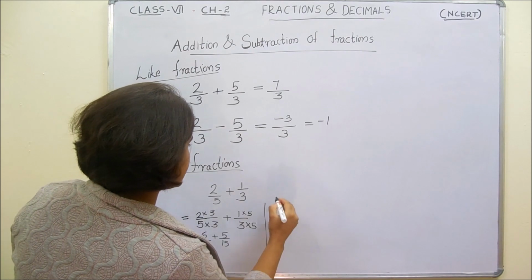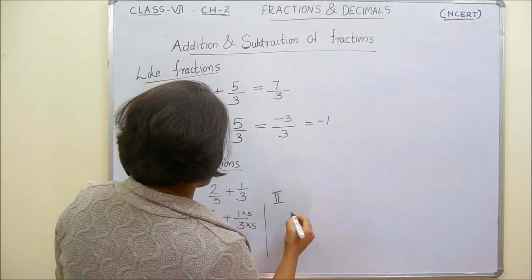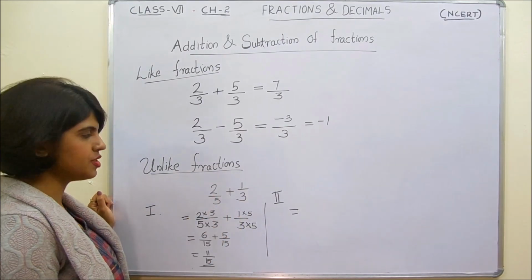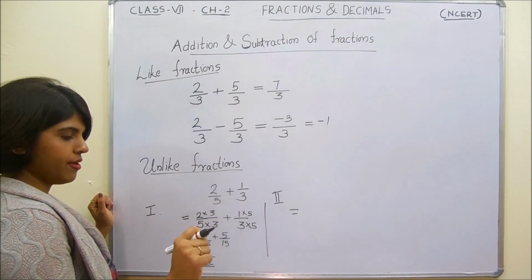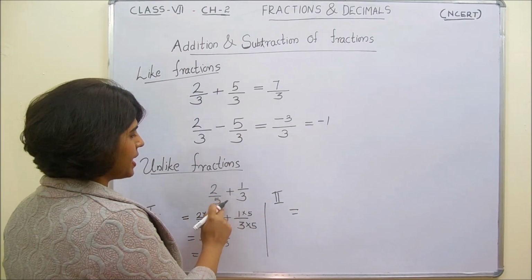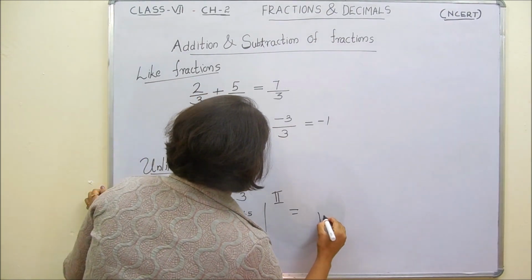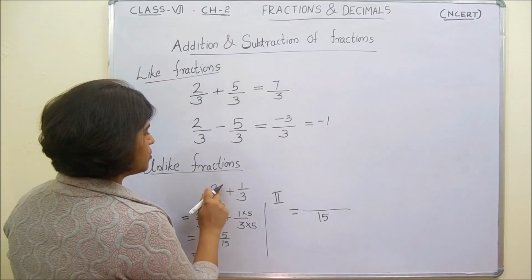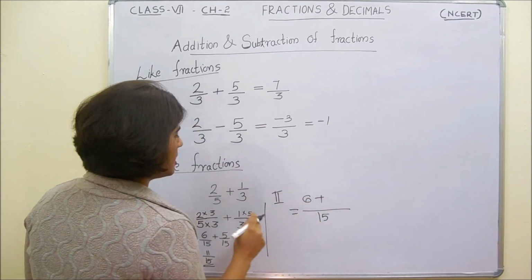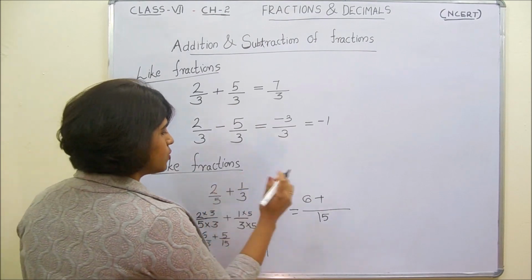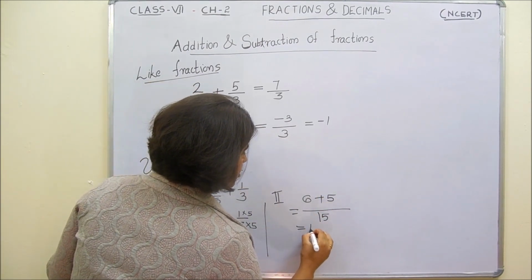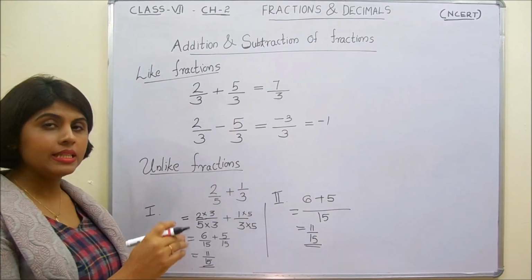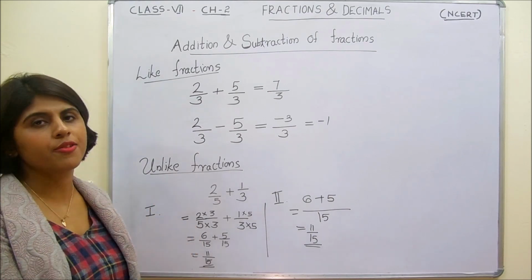Now, in the second method, we can consider the LCM. LCM of 5 and 3 is 15 because there is no common factor for 3 and 5. So the LCM is the product of 5 and 3, that is 15, right? So we can consider the LCM 15. And 5 goes in 15, 3 times, 3 into 2 is 6, plus 3 goes in 15, 5 times, 5 into 1 is 5 itself. That is equal to 11 by 15. Both ways the answer is correct, right? That is, in these two ways we can find the sum of unlike fractions.